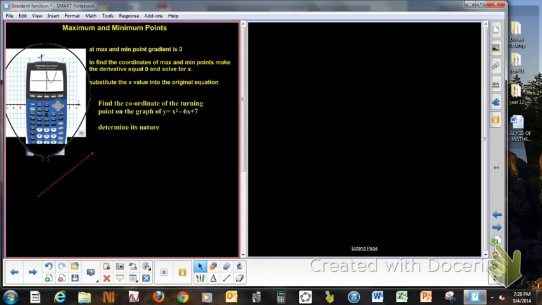Unfortunately, we cannot rely on our graphing calculator. They want to see the work and the calculus. So we actually have to use calculus to find the max and min points. In this case, it's a minimum point. And we have to determine whether it's a minimum or maximum point using calculus. So since a min or max point is where the gradient is 0, we're going to take our original equation and simply differentiate it.